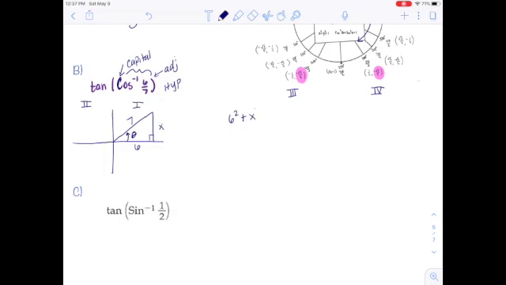So 6 squared plus, I'll call it x, x squared is equal to your hypotenuse squared. Solve that, you get x squared is equal to 49 minus 36, which is an x value of square root of 13. So once you solve that triangle, can you find tangent of that angle? Yeah. So tangent of theta would just be your opposite.